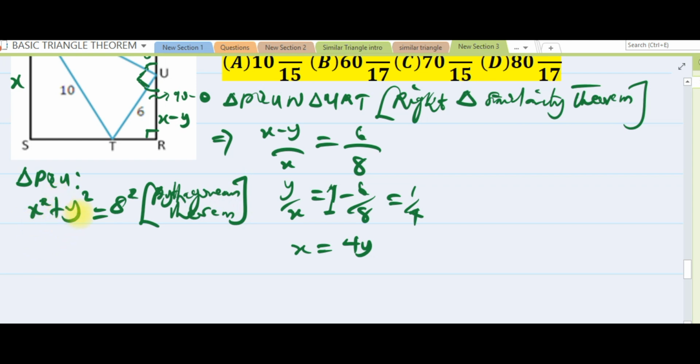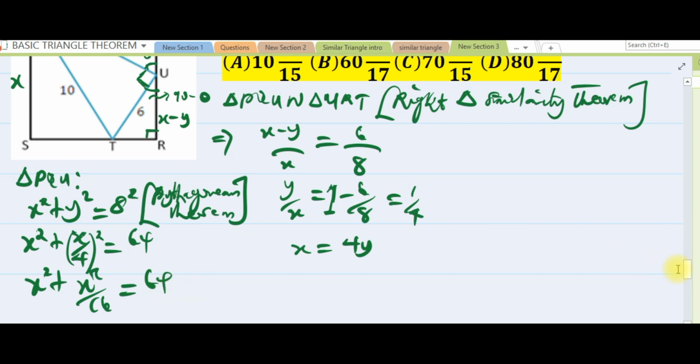Remember, we are looking for x. So y is now x over 4. We replace this as x squared plus x over 4 all squared must be equal to 64. I replaced y. Remember, x is equal to 4y, so y is now x over 4. So we square: x squared plus x squared over 16 equals 64.